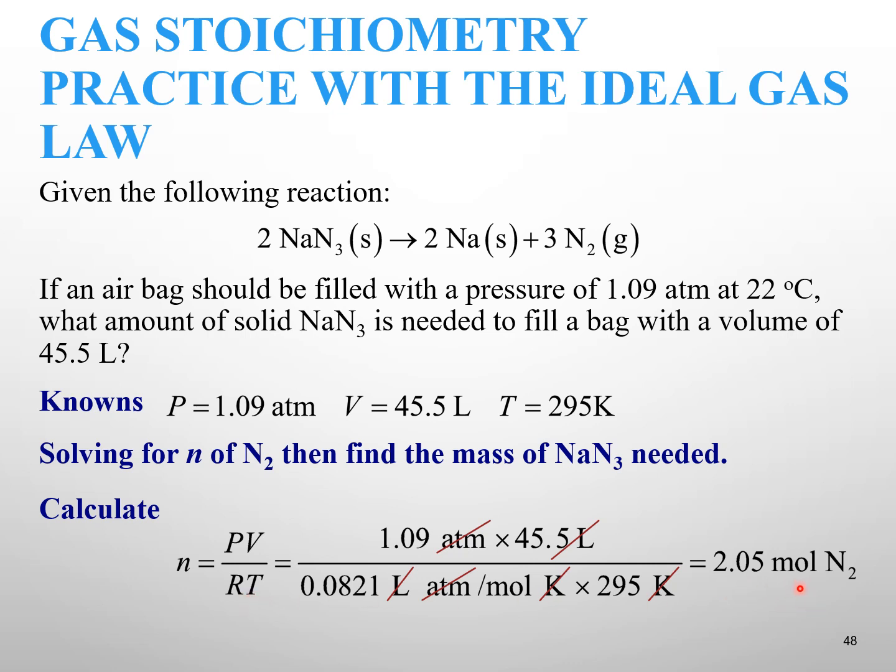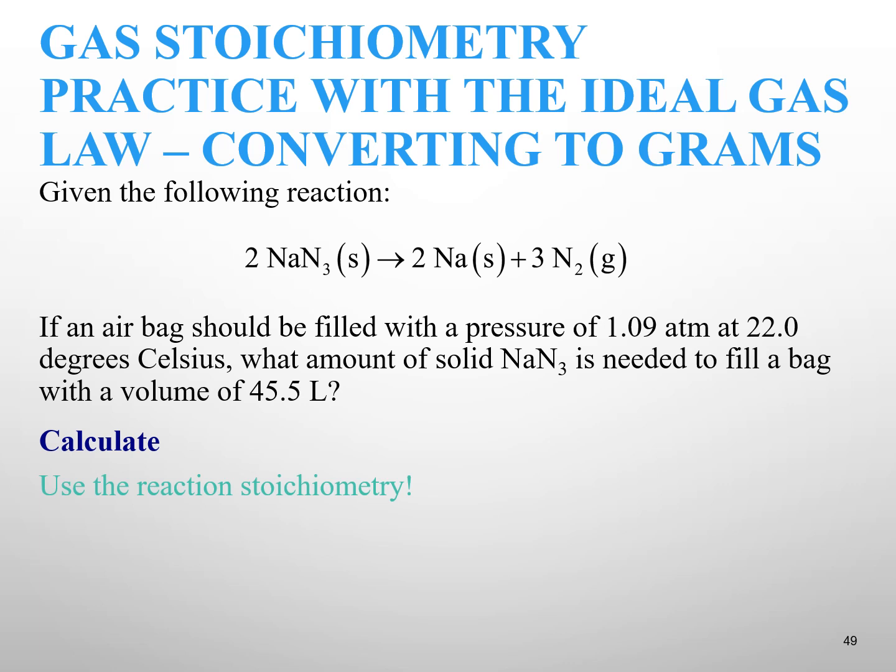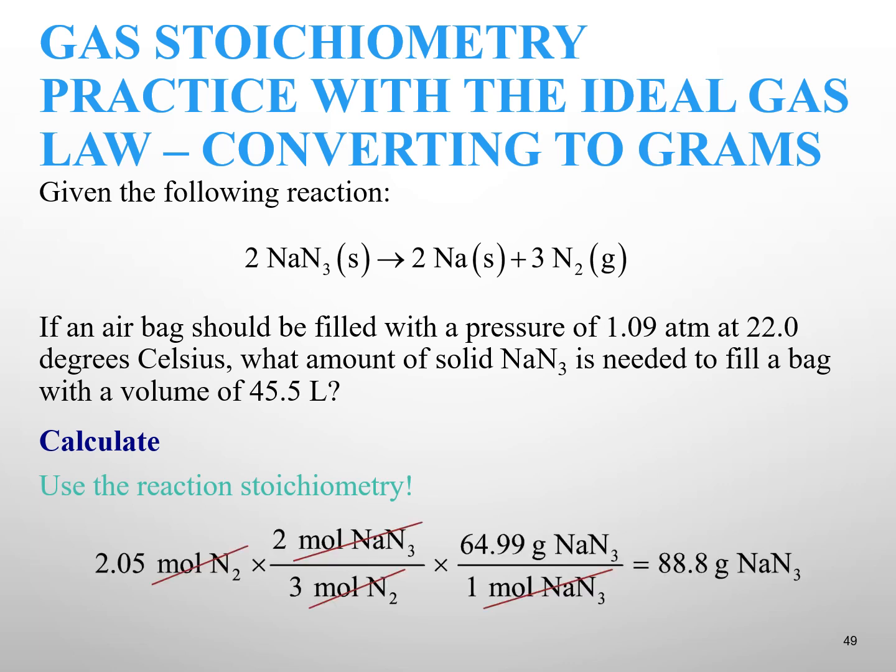Once you get the moles of N2, we take a look at the ratio: 3 moles of N2 is to 2 moles of NaN3. Then we calculate the amount of solid NaN3 needed. We start with the moles of N2, and the mole ratio is 2 moles of NaN3 divided by 3 moles of N2, because you're trying to cross off the N2. Then we take the molar mass of NaN3 to get the grams of NaN3 that we need. That would give us the answer.